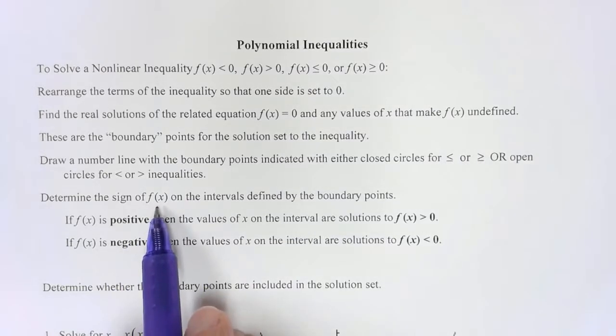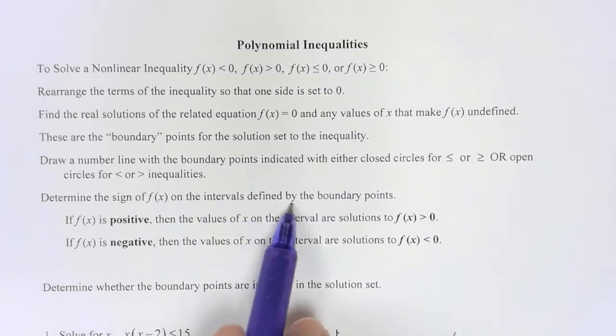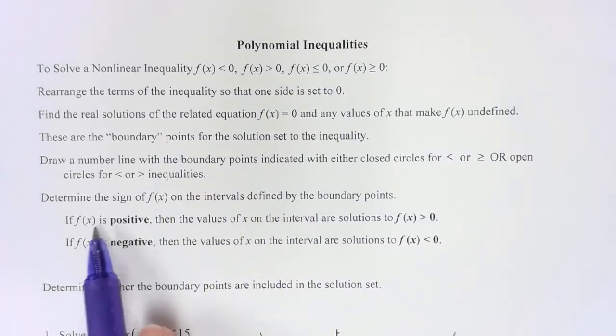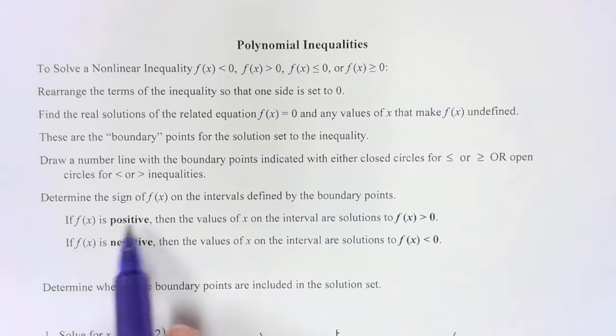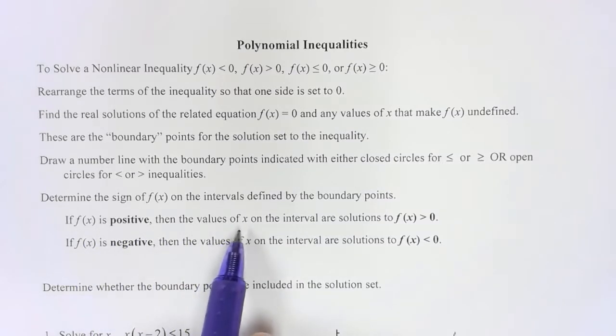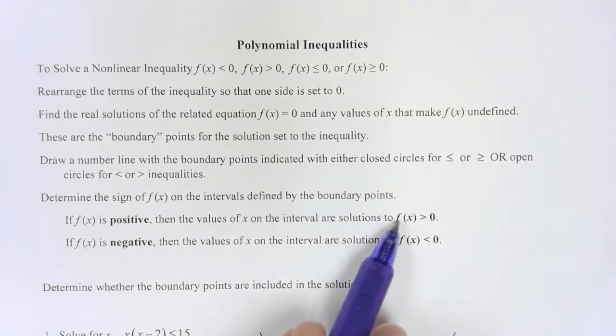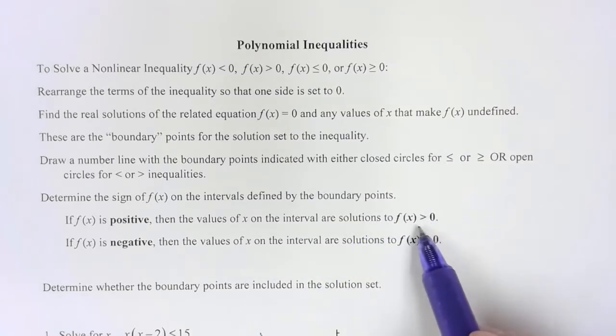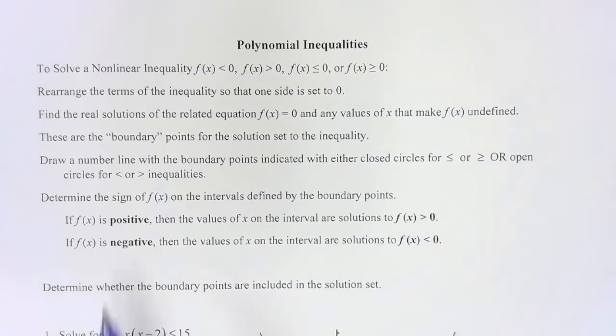Determine the sign of f of x, f of x is y, on the intervals defined by the boundary points. If f of x or y is positive, then the values of x on the interval are solutions for f of x greater than 0, because positive values are greater than 0. If f of x is negative, then the values of x on the interval are solutions to f of x less than 0, because negative values are less than 0.